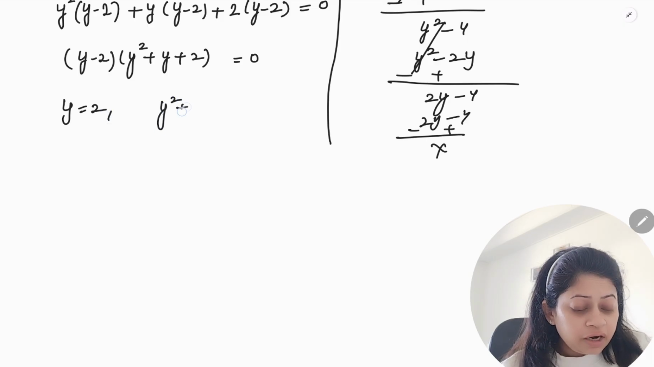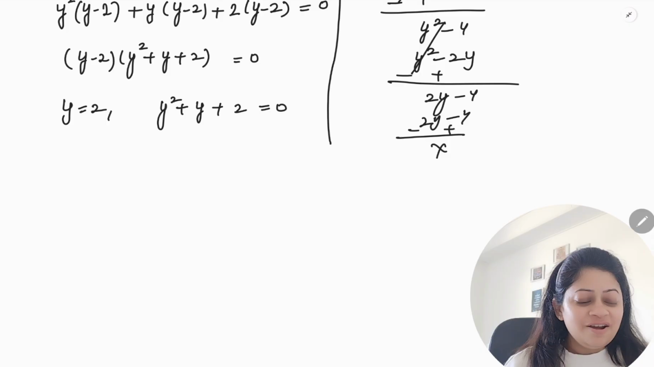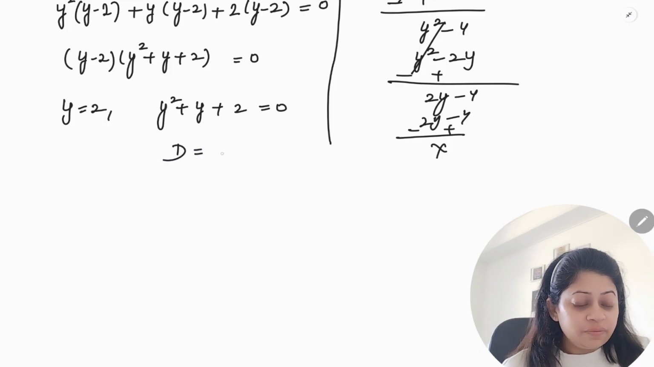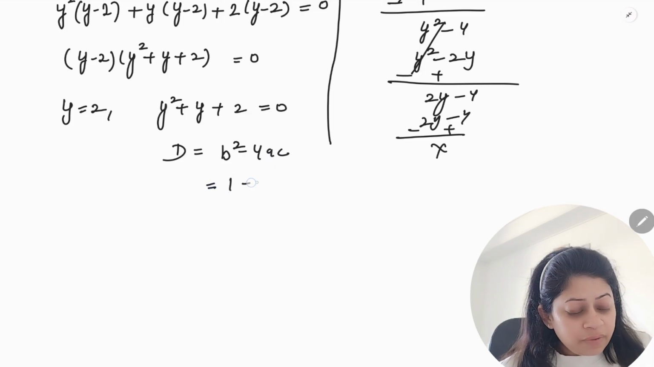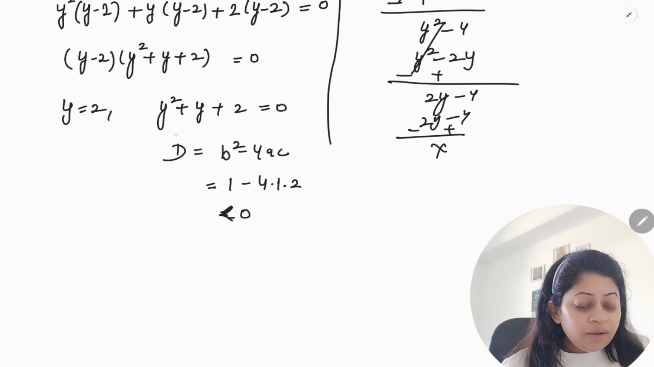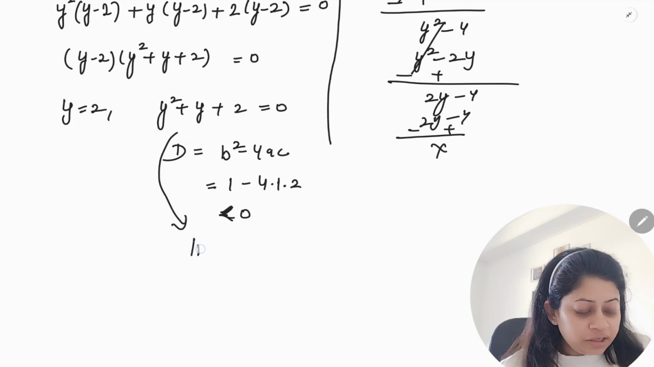And this thing, now I need to solve this thing. This is what? A quadratic equation. For a quadratic equation, you will find D, right? Discriminant. This is ax square plus bx plus c, right? What is D? B square minus 4ac. If you solve that, here b is 1, right? So 1 minus 4 times 1 times 2. You will get a negative number. This is less than 0. So you will get imaginary roots. Whenever D is less than 0, you will get imaginary roots, right?